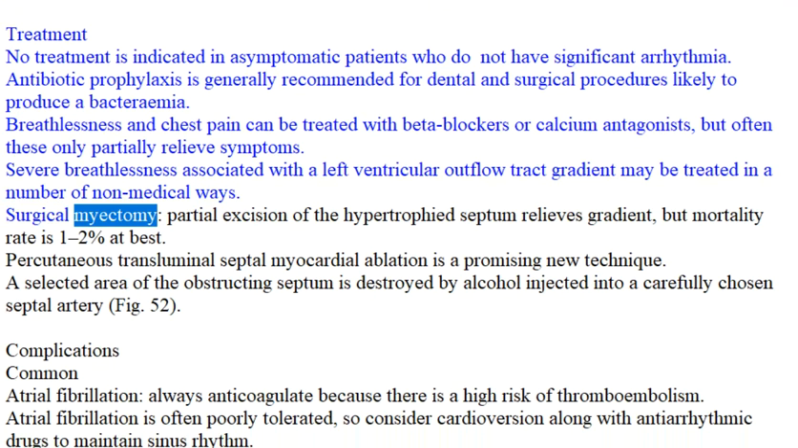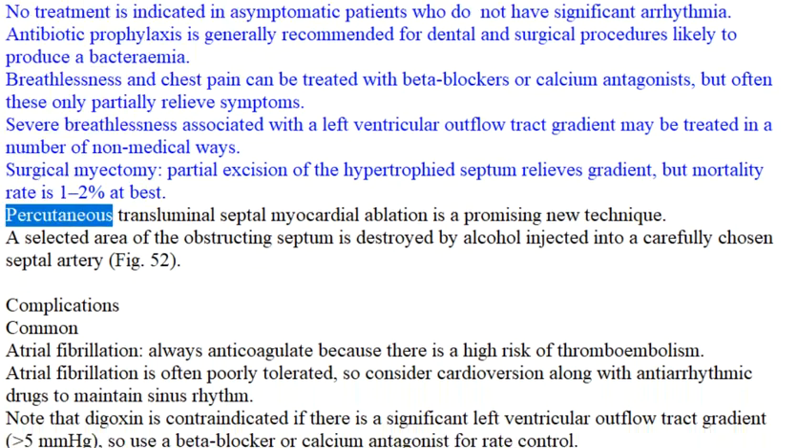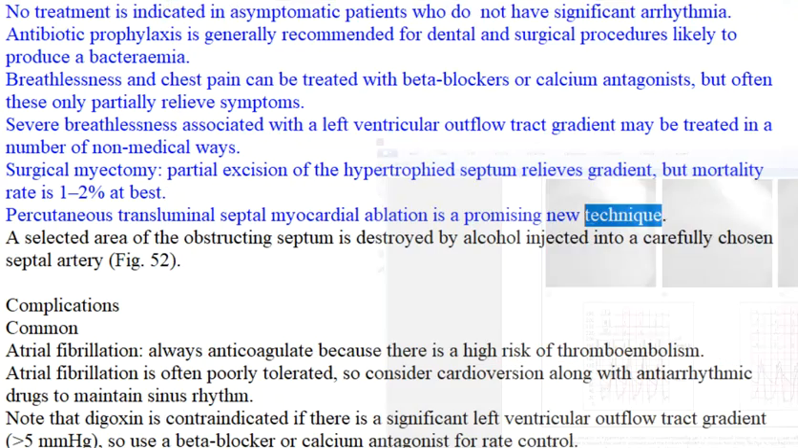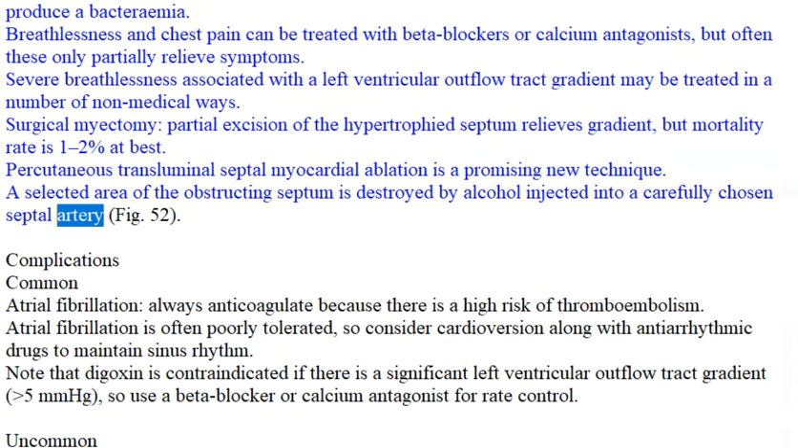Surgical myectomy, partial excision of the hypertrophied septum relieves gradient, but mortality rate is 1–2% at best. Percutaneous transluminal septal myocardial ablation is a promising new technique. A selected area of the obstructing septum is destroyed by alcohol injected into a carefully chosen septal artery, Fig. 52.